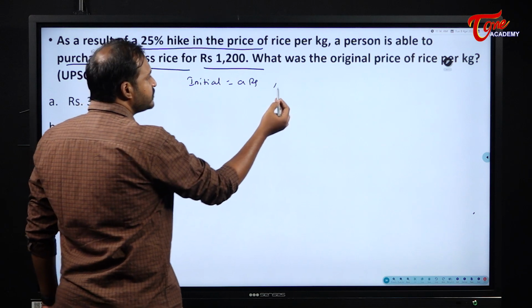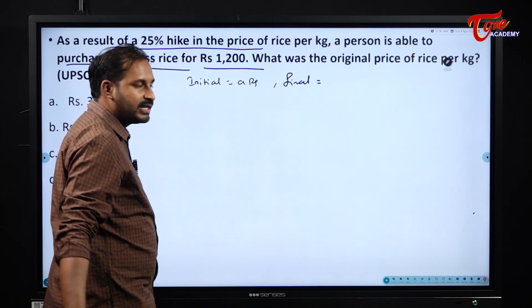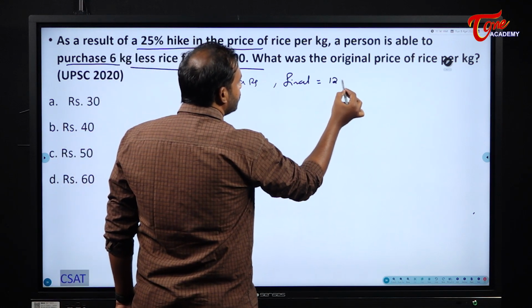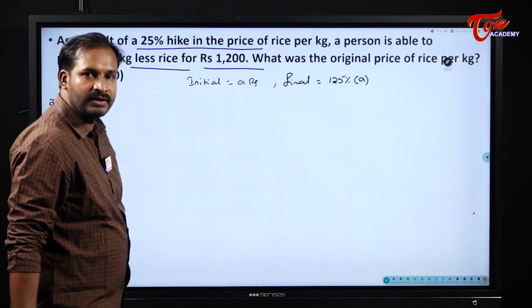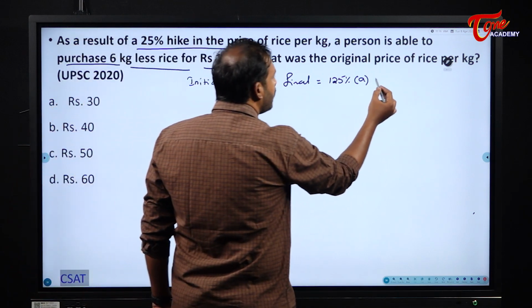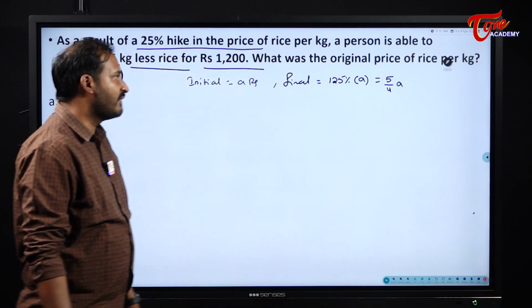Now what happens to my final value? Final value became 25% hike, right? That means 125% of A. That means it will become what for me? 5 by 4 A. This is the final price.